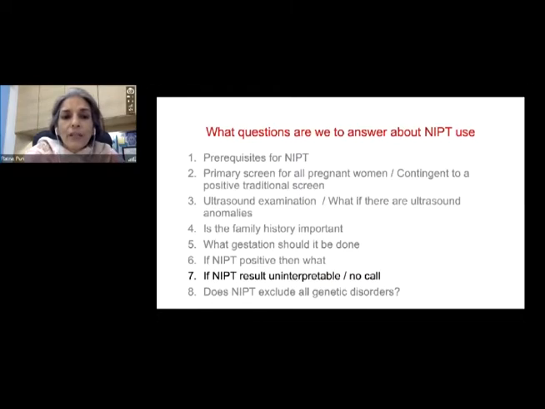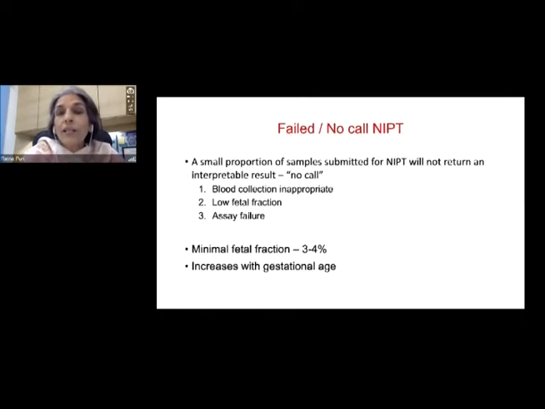What happens when we get something called a no-call or an uninterpretable NIPT result or a failed result? In our experience, all of us would have had some proportion of samples that do not give us a call. It's called a no-call. There are three reasons. Either the blood collection has been inappropriate, we haven't mixed the sample well, it's not been collected in the correct tube because they have special Streck tubes in which the NIPT sample is collected. It could be a low fetal fraction, or it could be an assay failure.